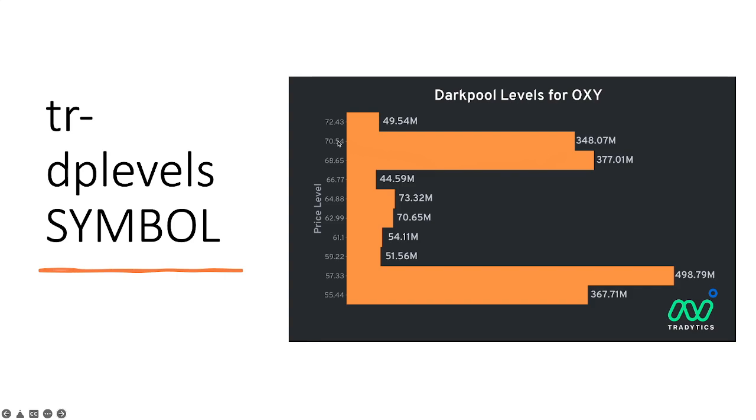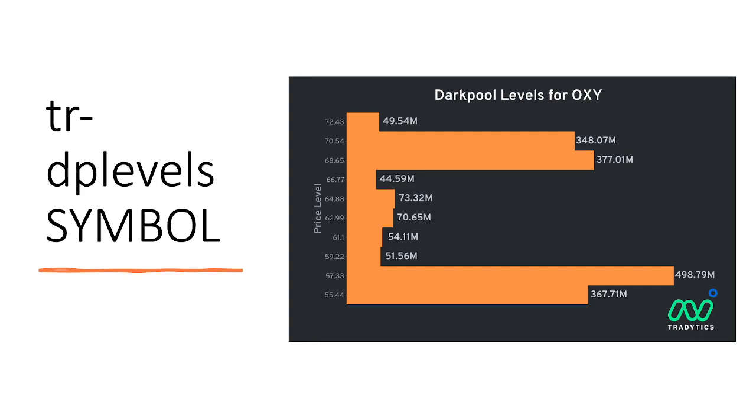On my OXY chart, I have marked all four of these levels where the big dark pool transactions took place, and we know if we get a pullback and a move higher into these, that would be a great entry point.